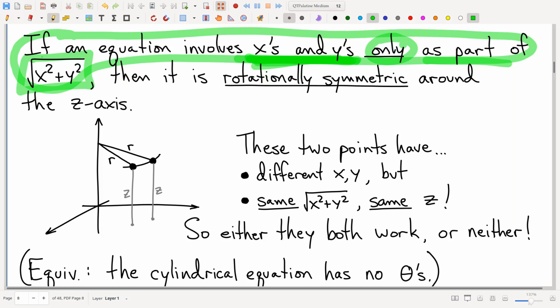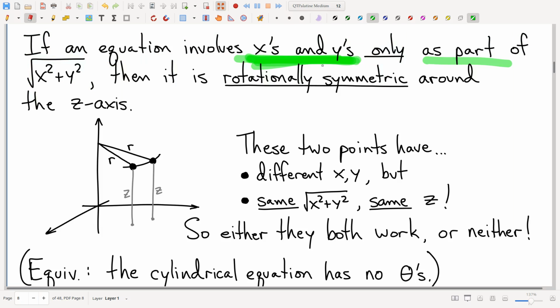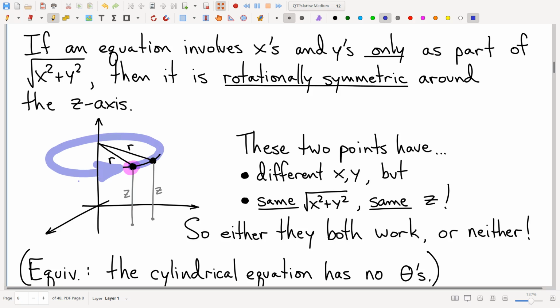So now before I show you how to use that, let me show you why it's true. This is just kind of an observation, but I'm going to take a point here, some arbitrary point. Let's think about what would happen if I rotated that point around the z-axis. You get a bunch of other points, such as this point right there, let's say. So one is the rotation of the other.